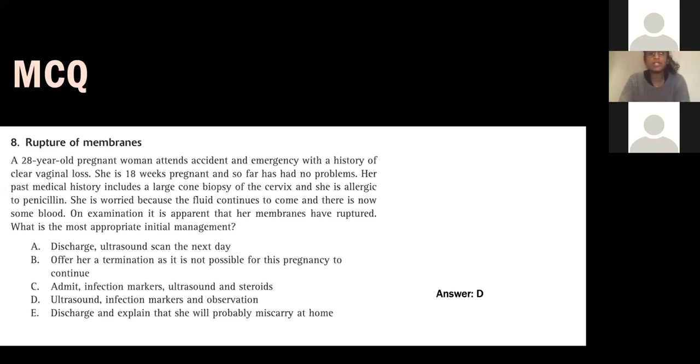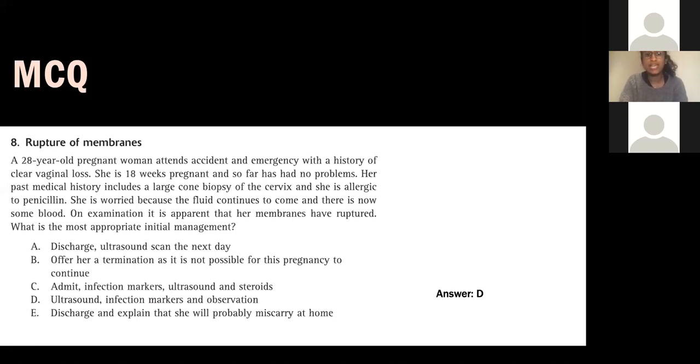She's at an increased risk of ascending infections. So we really want to admit her. We want to do infection markers because even though she might not be septic right now, she could become septic very quickly. Good. That's why you don't want to discharge her just yet. I mean, it's not going to be B because we don't know that she's definitely going to miscarry.